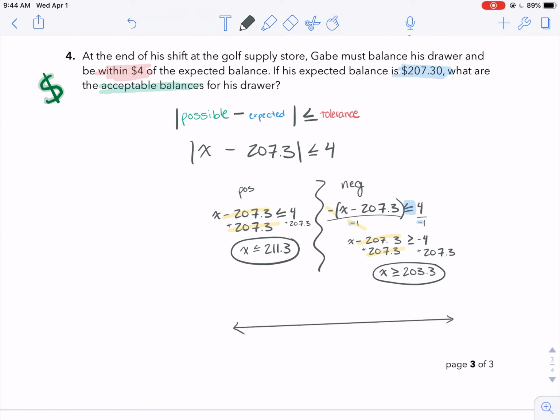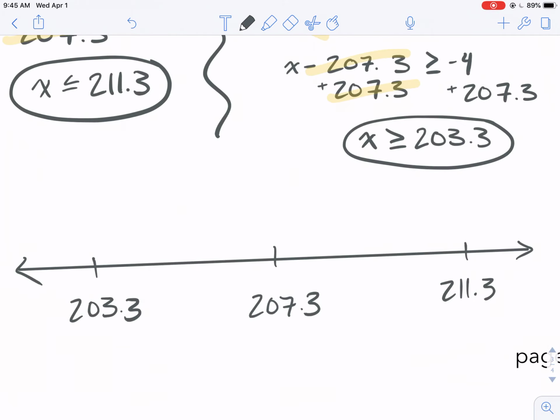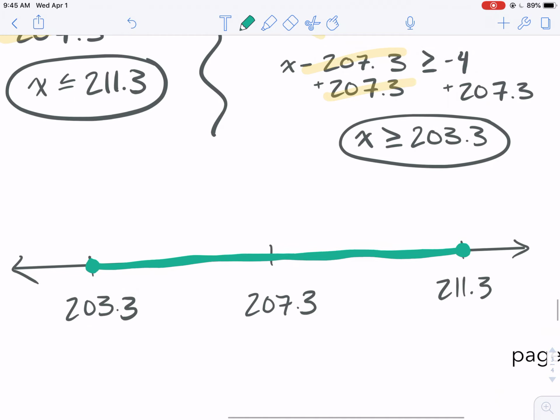Let's go ahead and graph our options. Again, we're going to start our graph in the middle with what we expect. We can go up to 211.3 and down to 203.3. Let's graph each of our inequalities. We have x is less than or equal to 211.3. So that's going to start at 211 and go down. Or x is greater than 203.3. We start at 203 and go up. And there you go. There's our tolerance interval.